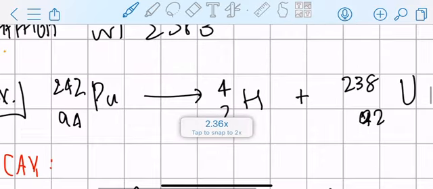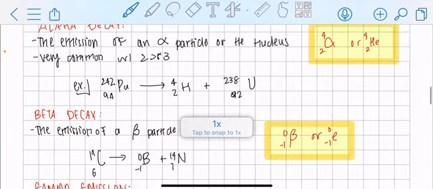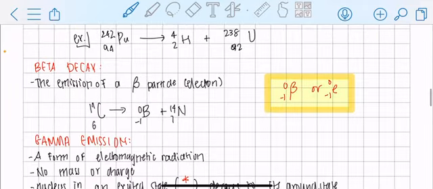And here in this example, we see that the Pu is split into the alpha particle plus a new changed daughter nuclide. And this changes the identity of the atom. A beta decay is the emission of a beta particle. A beta particle, as we reviewed earlier, has an atomic number of -1 and a mass number of 0. It can also be written as an electron.